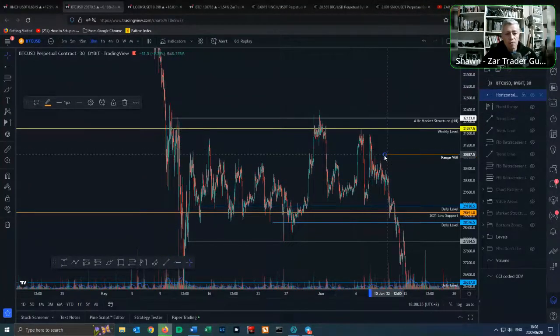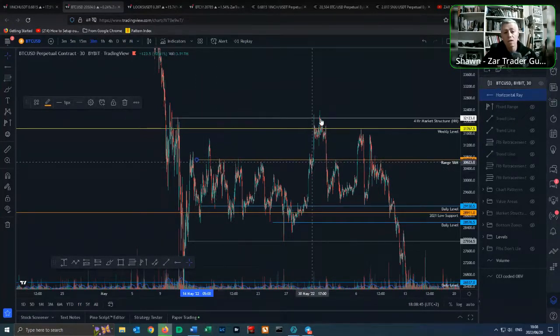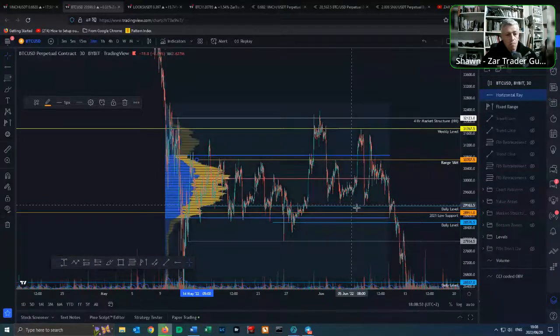So here you can see, if I now go and turn off this fixed range, if I pull this value area high, there you can see how many times it's come and tested that value area high: once, twice, 3, 4, and then it broke out, came back, and look when it came down. It actually tested that value area low. No, sorry, not quite at the value area low, but it came back up, tested that value area high as resistance. You could have taken a short there, down to the bottom of the range, and so on.